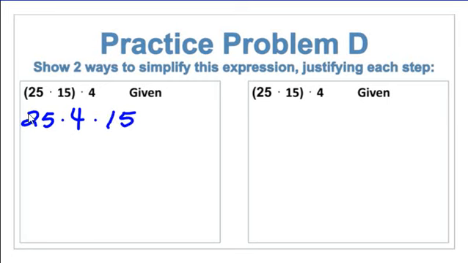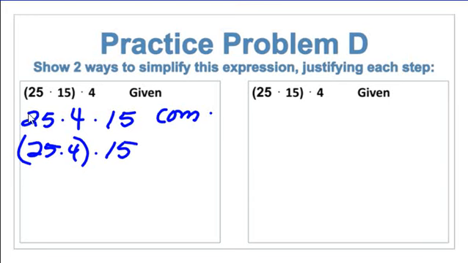So the property I made use of was the commutative property of multiplication. Then I'm going to put parentheses around 25 times 4 and then multiply it by 15. So I now have the parentheses. I move the parentheses from 25 times 15 to 25 times 4. That's the associative property of multiplication.